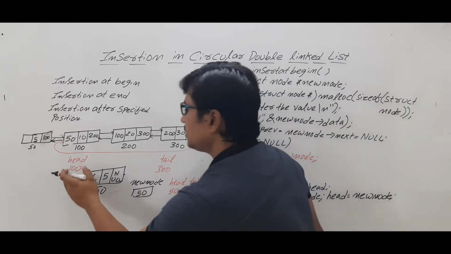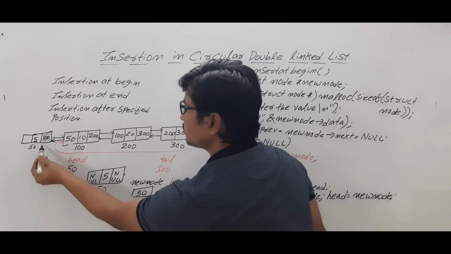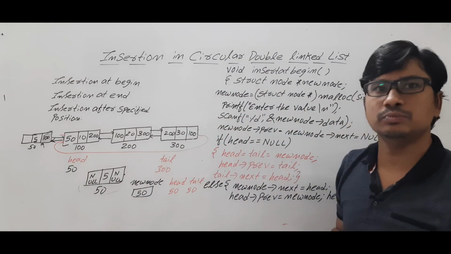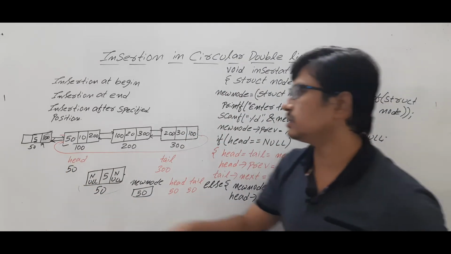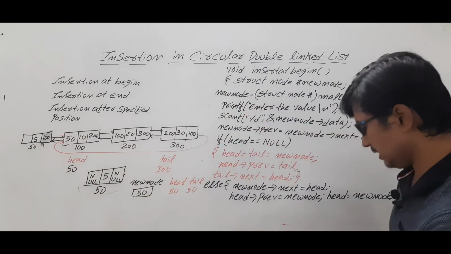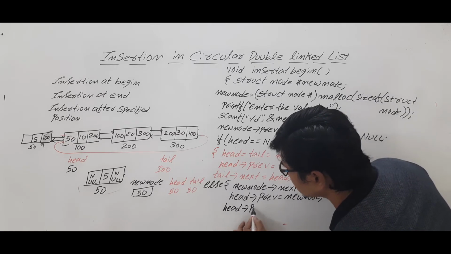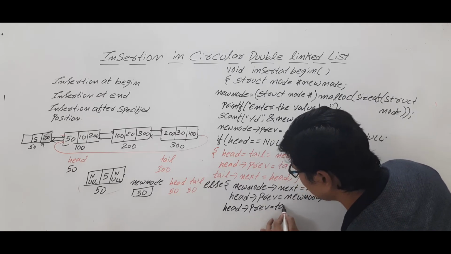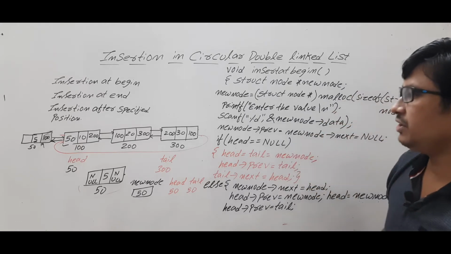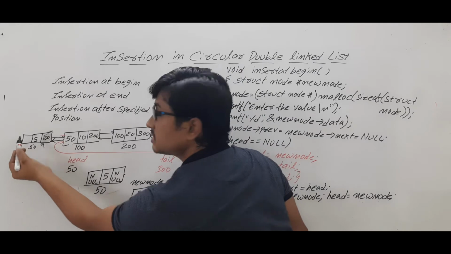So now head is equal to new node means head will consist of 50. So this head is pointing to the first node. Always the head should be pointing to the first node. Yes, it is good. Now what we should write? Here we have to write head of previous is equal to tail. Okay, if it is so, head of previous, 50 of previous means this one.